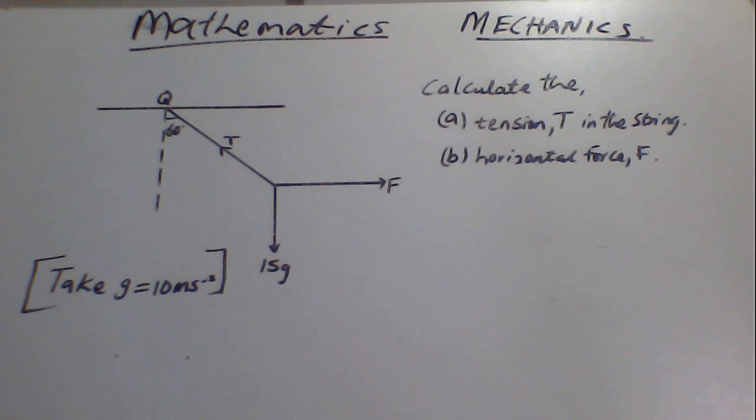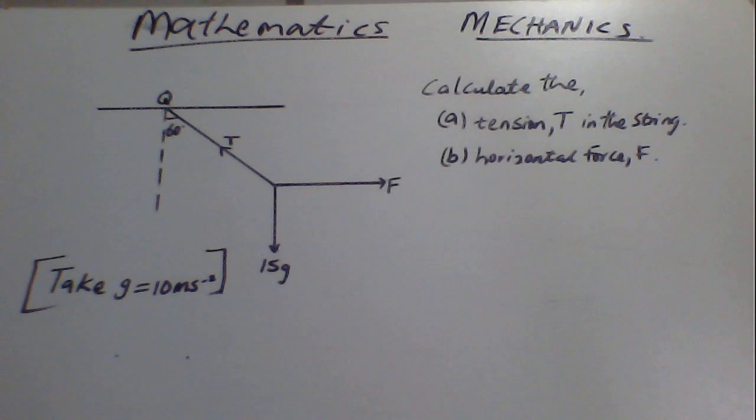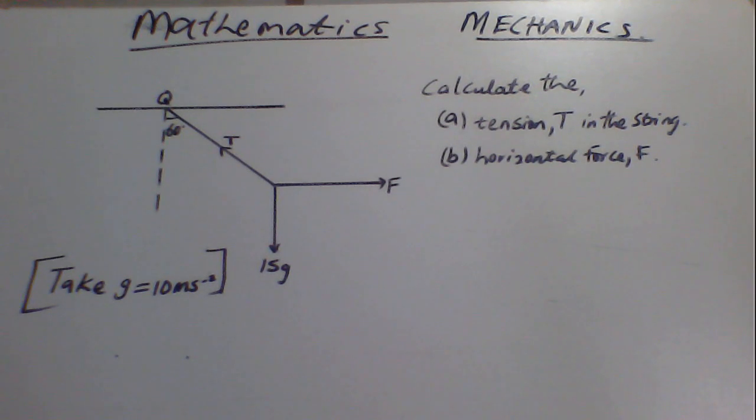One end of the string is fixed to a point Q, as you have seen, and the other end is hooked to a block of mass 15 grams. When a horizontal force F is applied to the block, the string is inclined at an angle of 60 degrees to the vertical. If the system is in equilibrium, calculate the tension in the string, and also the horizontal force F used to pull the string. Take g to be equal to 10 meters per second squared.